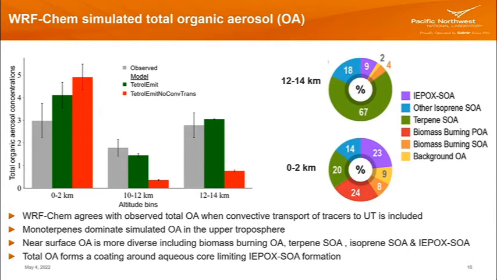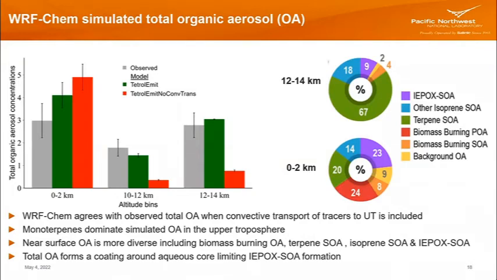And then there was another sensitivity which I did, where you can still have deep convection on in the model, but you turn off the convective transport of tracers due to deep convection, and that is the red. If you turn off the deep convective transport of tracers, then you will not get the IEPOX SOA which you are seeing in the upper troposphere. And that is another proof that you need, in addition to atmospheric chemistry and direct emissions, these deep convection events, which are really important to explaining what is happening in the upper troposphere.